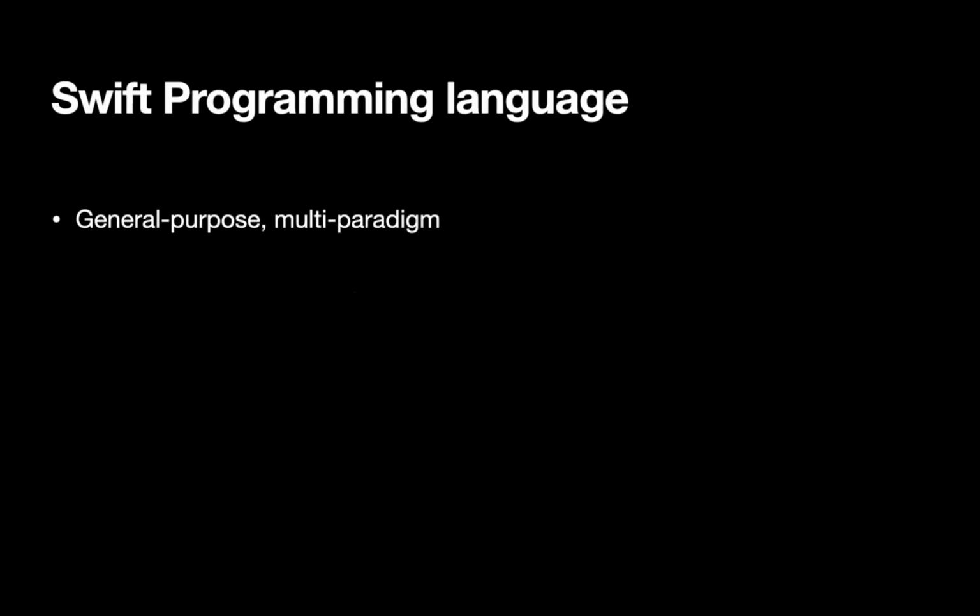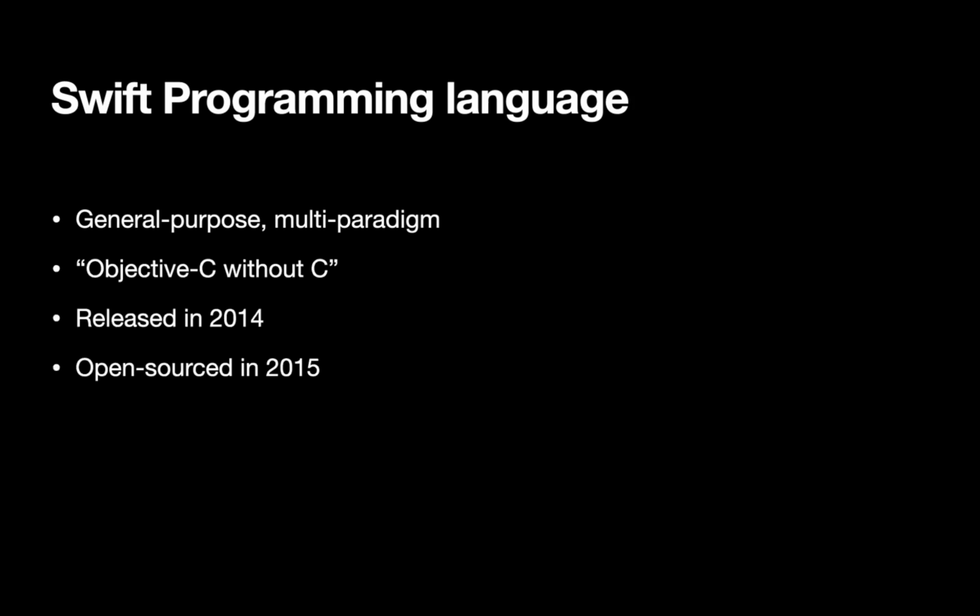Swift is a general purpose programming language, which means that it could work on any hardware and for pretty much any task, from research to reliable application development. And it's multi-paradigm, which means that it's possible to combine multiple styles of programming, such as functional, imperative, object-oriented, or some other. It was pitched as Objective-C without C, released in 2014, and open sourced in 2015.